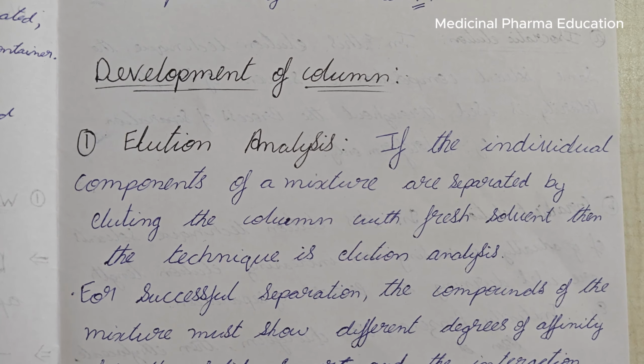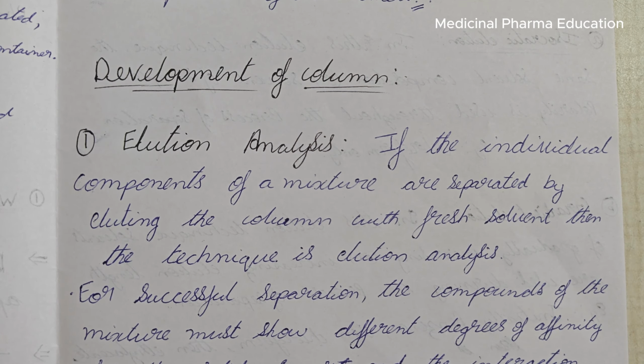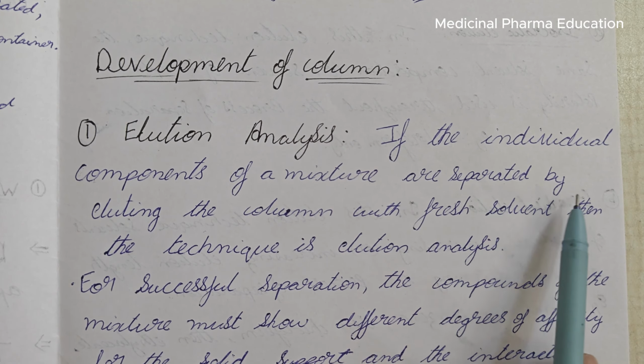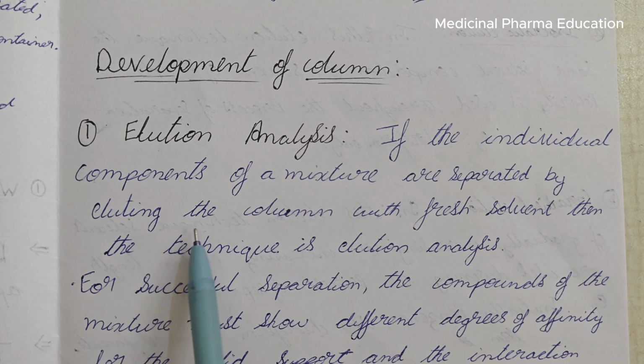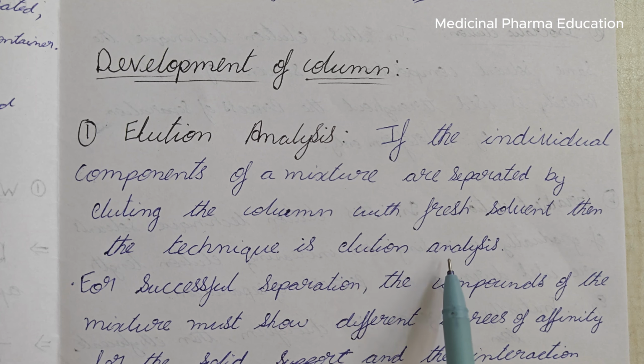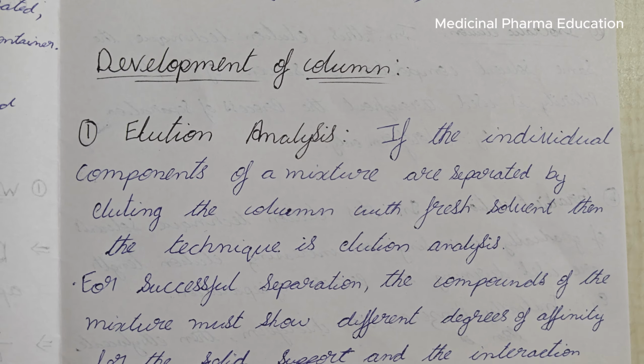Next, development of the column. There are many techniques, but I have written elution analysis. In this, if the individual components of a mixture are separated by eluting the column with fresh solvent, then this technique is called elution analysis. Elution analysis is nothing but using a fresh solvent for eluting the column. It's very simple.